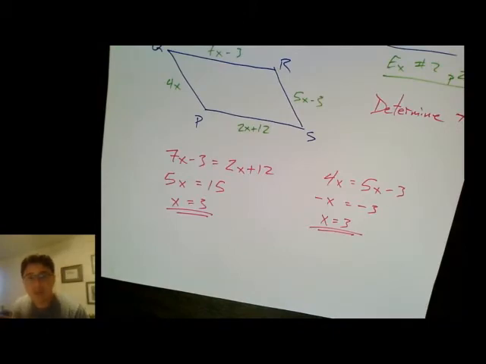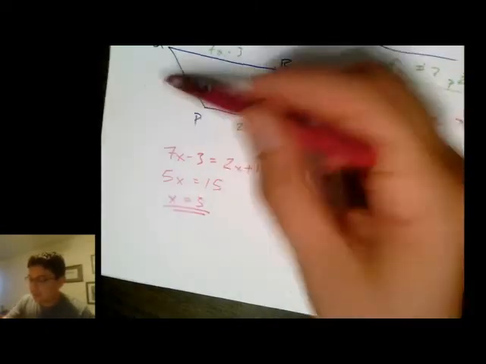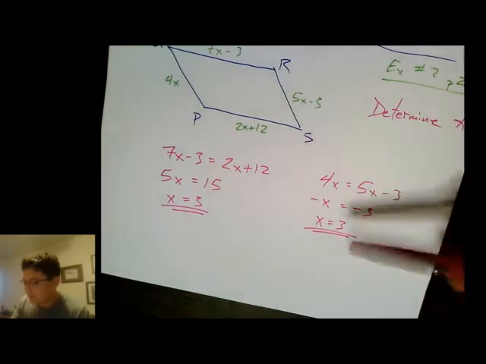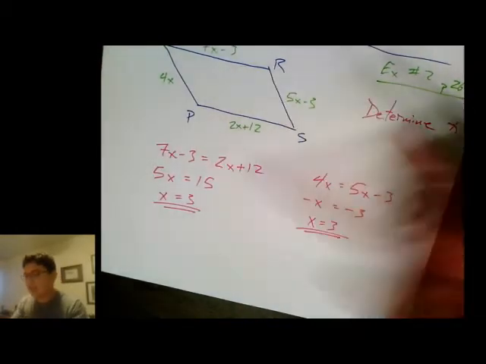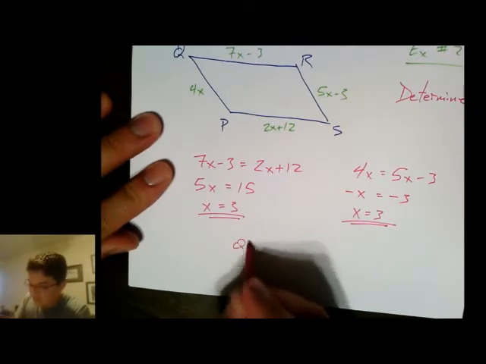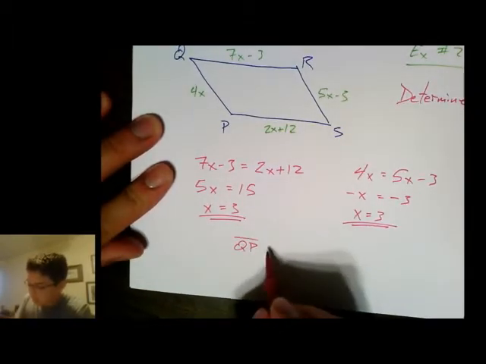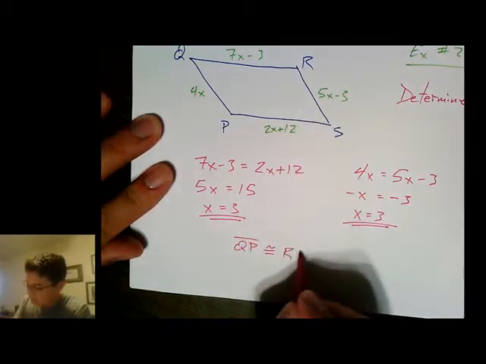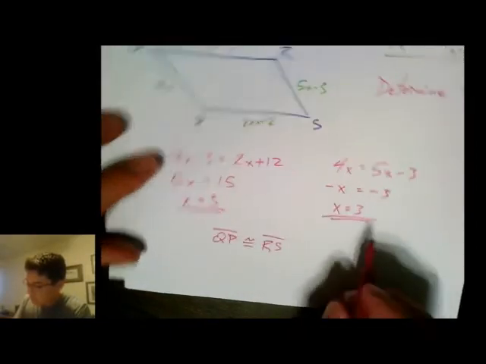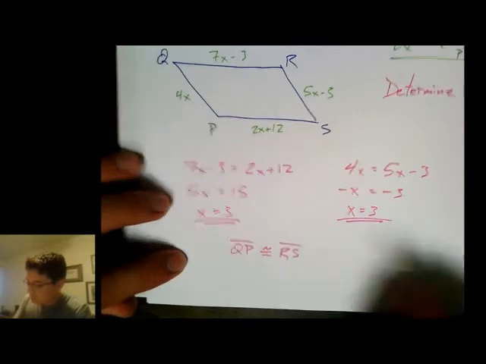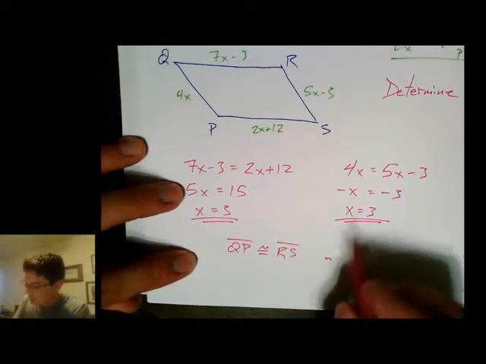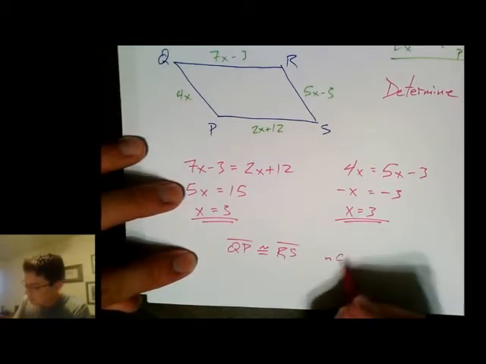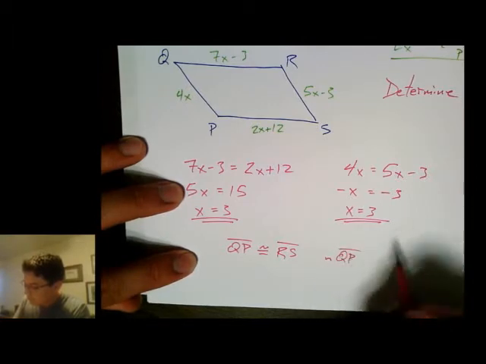All right, so we solved both equations, and lo and behold, they happen to work out to being the same exact x value. So now we can solve for each of these. We can say that segment QP will be congruent to segment RS, which in turn is going to be the measurement of these, so the measurement then of QP will be equal to the measurement of RS.